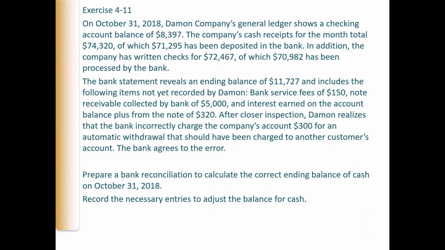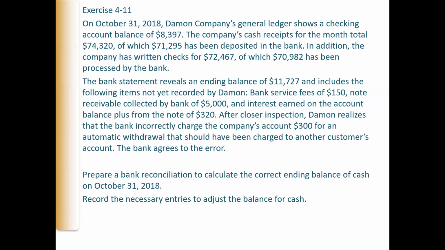Okay. Here's another one. On October 31st, Damon's general ledger shows a checking account balance of $8,397. The company's cash receipts for the month total $74,320, of which $71,295 have been deposited in the bank. And guys, what does that mean? The difference has not been deposited into the bank yet.